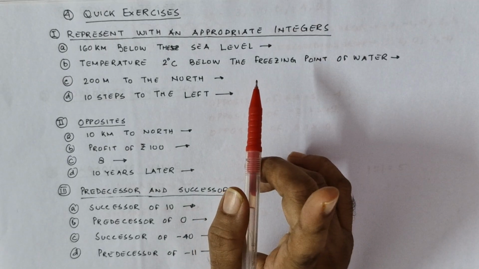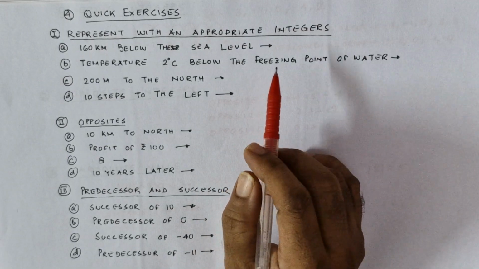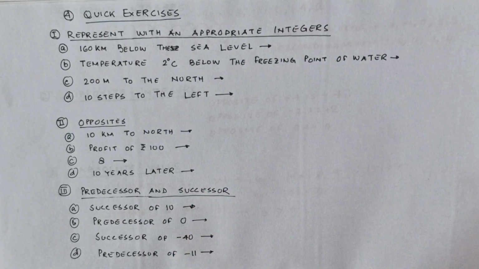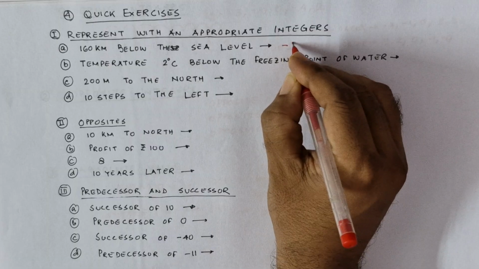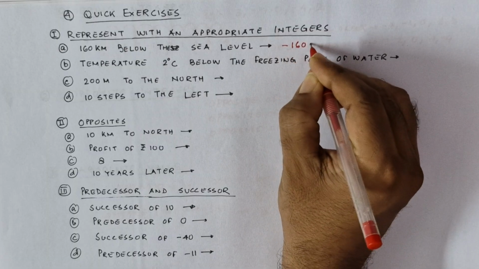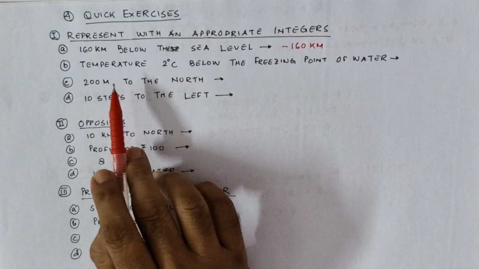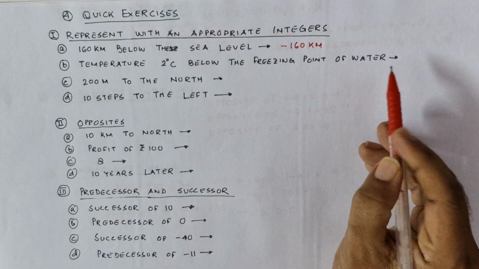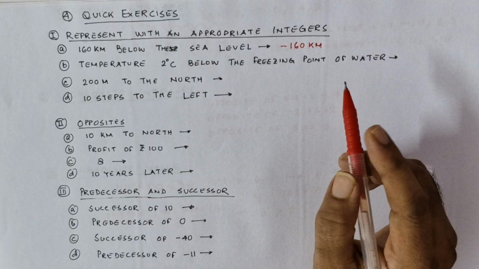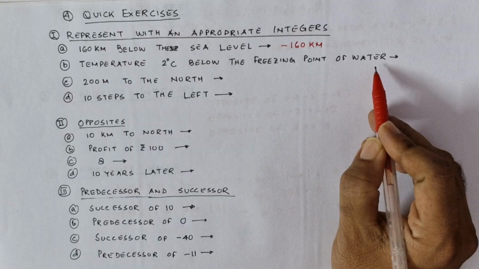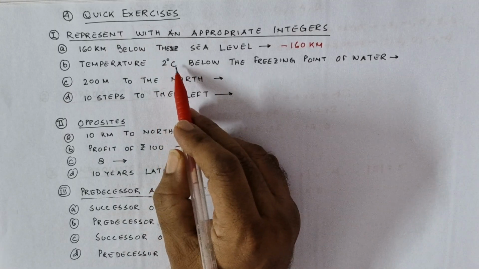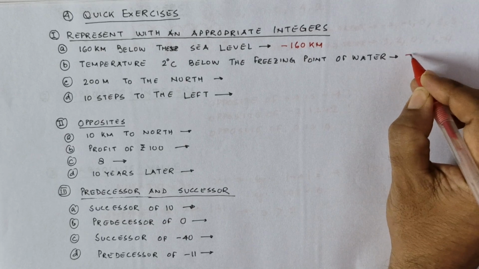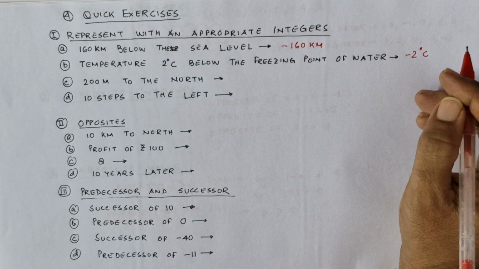If you have gone through my earlier lecture, the last lecture, you know the mean sea level is supposed to be 0 and below the sea level is supposed to be negative. So we have to write minus 160 kilometer. Got it? Now, temperature of 2 degrees centigrade below the freezing point of water. Freezing point of water, you must have remembered, if you have seen the earlier video, is 0 degree centigrade. So 2 degree centigrade below 0 degree centigrade is what? Minus 2 degree centigrade. Got it?